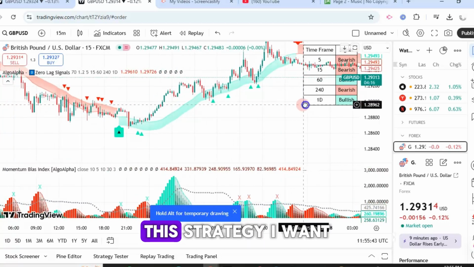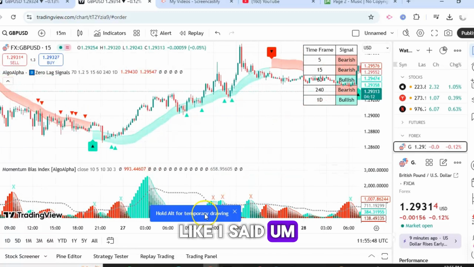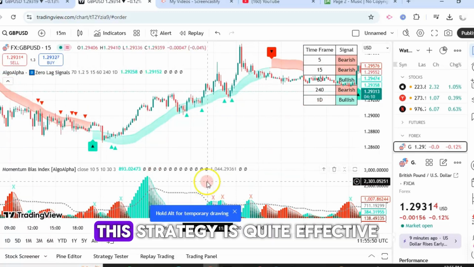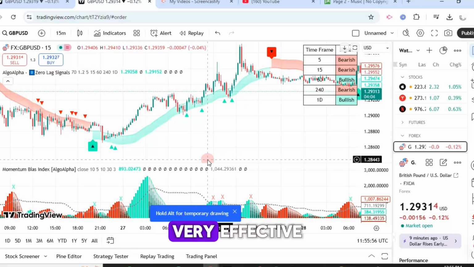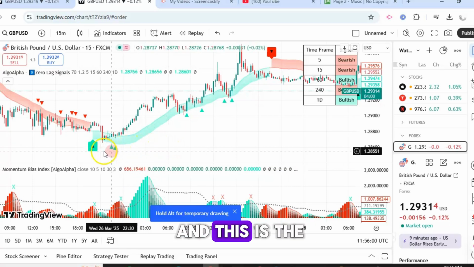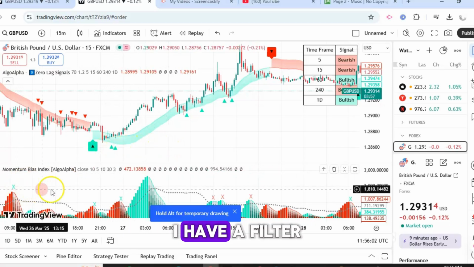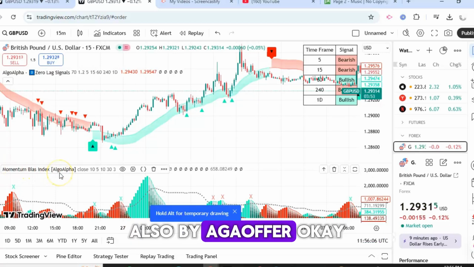But this strategy I want to teach, like I said, is quite effective, very effective, but you won't see a lot of signals. I have a filter for that strategy. It's called Momentum Buyers Index, also by Algo Alpha.